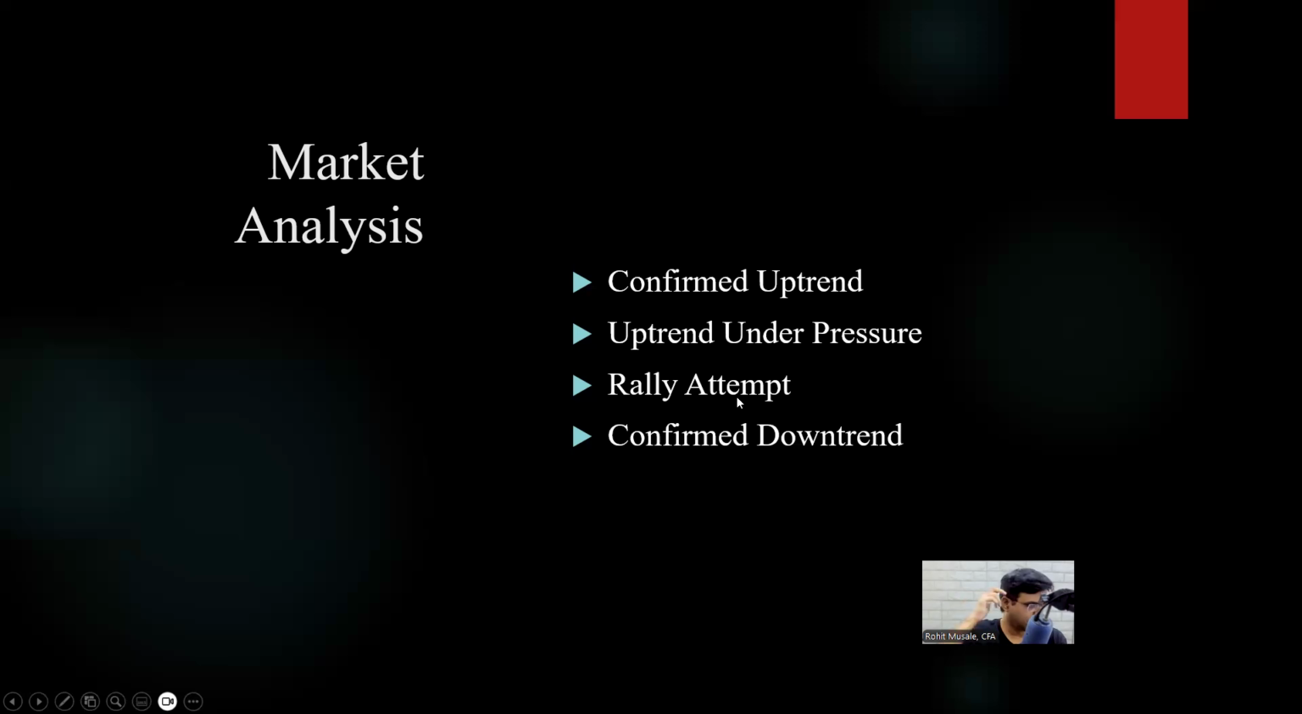Rally attempt, of course, you are allowed to take a positional trade, but half position size. So if your normal position size is 10% and the market is in a rally attempt and the price enters that blue shaded area, instead of taking a 10% position size, take a 5% position size. Okay, it's very simple.